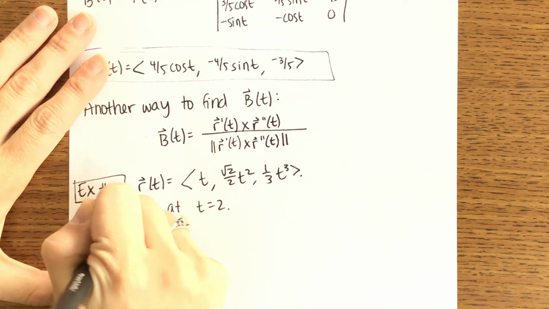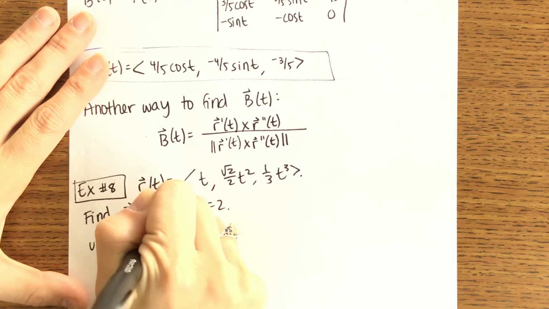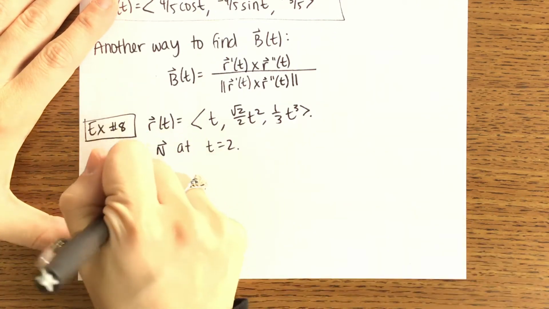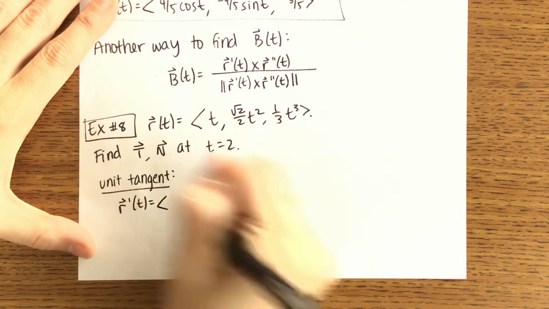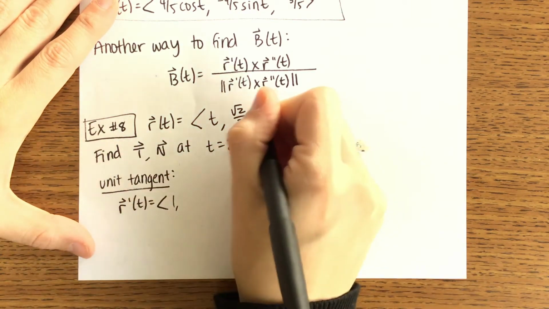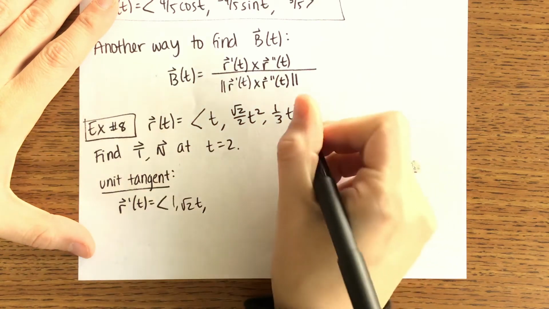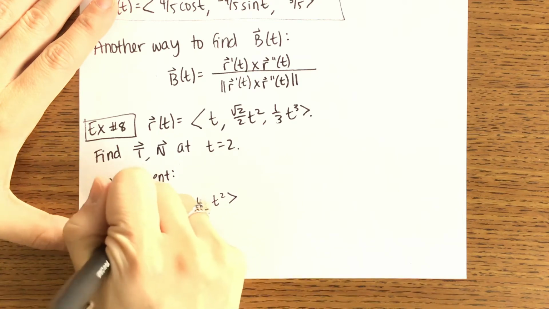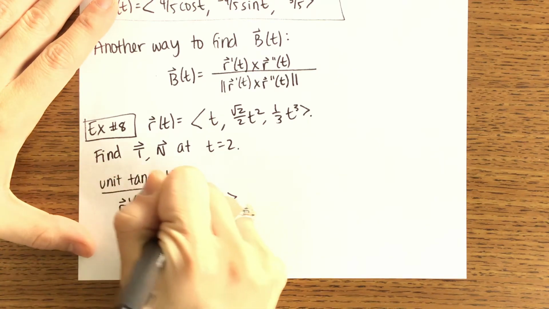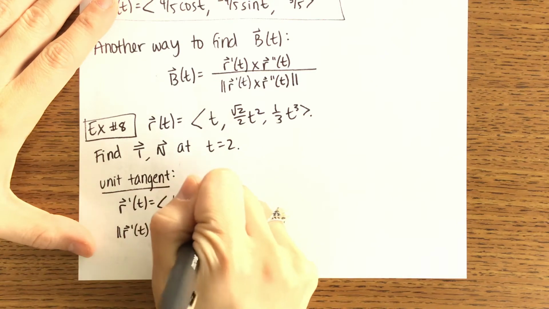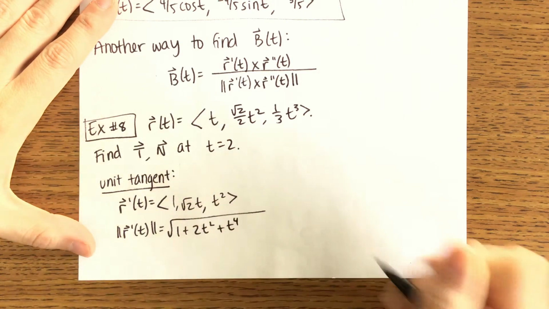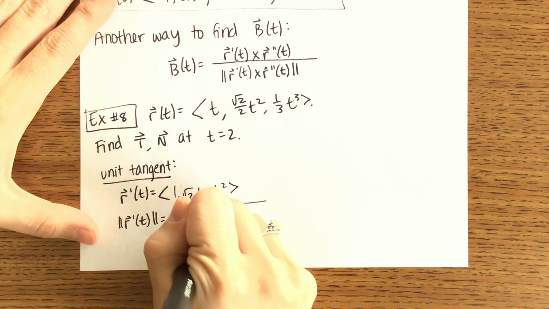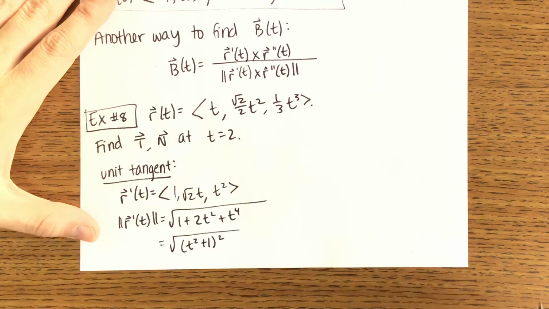So let's start with the unit tangent vector. We're going to need to find r prime of t, which in this case is 1, root 2 t, and then t squared. And we need the magnitude of that vector. This will be 1 plus 2t squared plus t to the 4th. Hopefully you can see that that factors to be t squared plus 1 quantity squared.